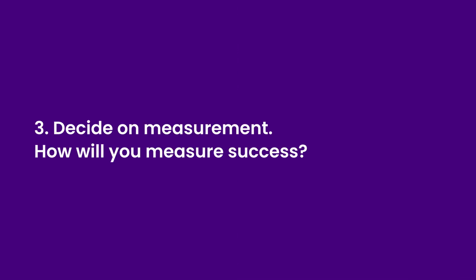Step 3. Decide on measurement. How will you measure success? Let's stick with our revenue growth example. To measure the number of new clients acquired, you might track the number of new contracts signed each month. For average transaction value, you could monitor the revenue per sale. And for customer retention, you might measure the repeat purchase rate. Using these metrics, you can gauge your progress toward your strategic objective.